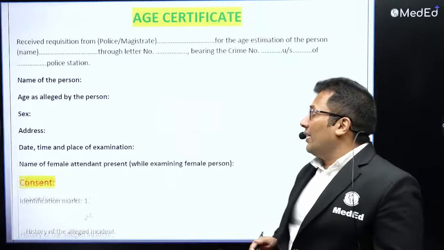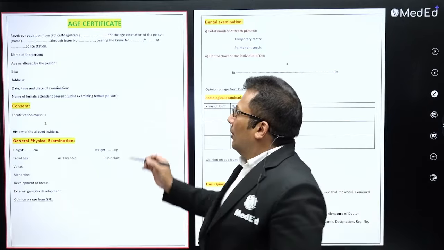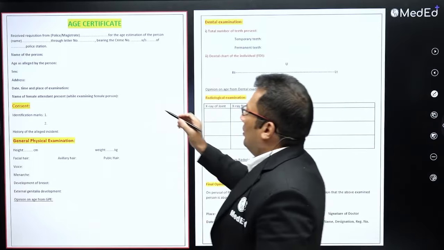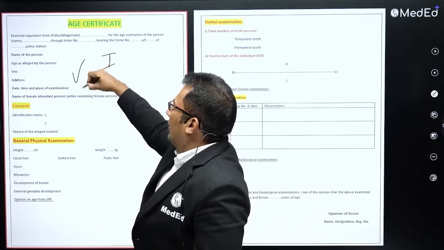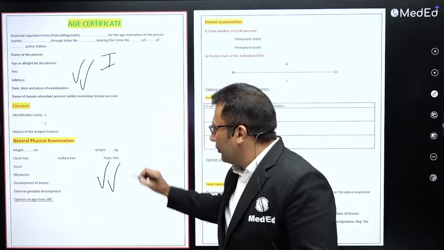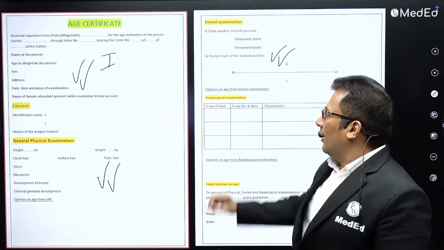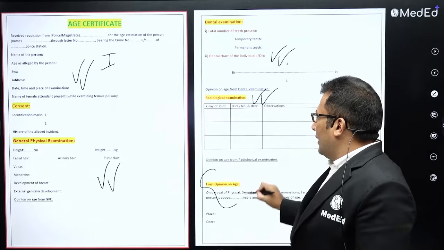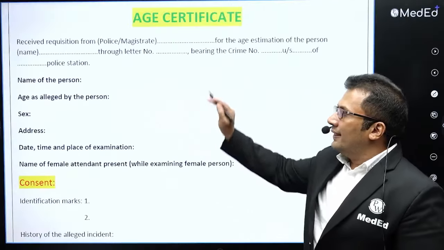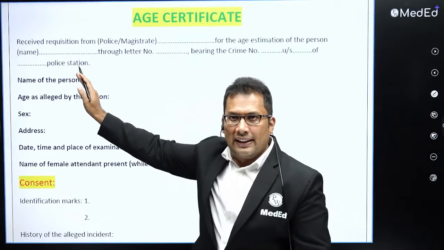The age certificate in general has four parts. The first part is the preliminary data. Second part, general physical examination. The third part, dental examination. Then radiological examination, and finally the opinion. So this is the age certificate. You need to start like this in the exam.